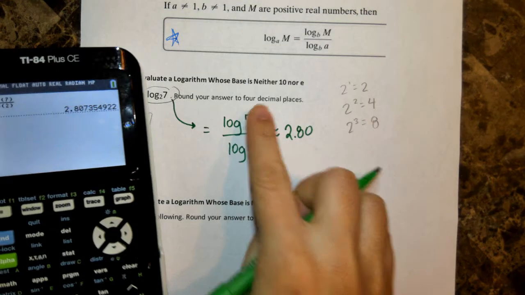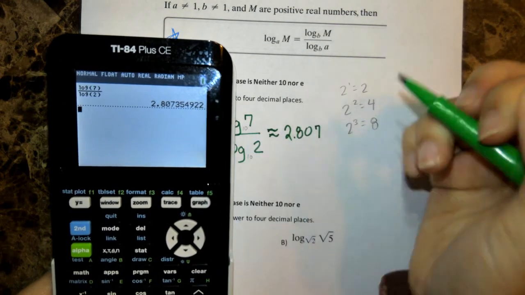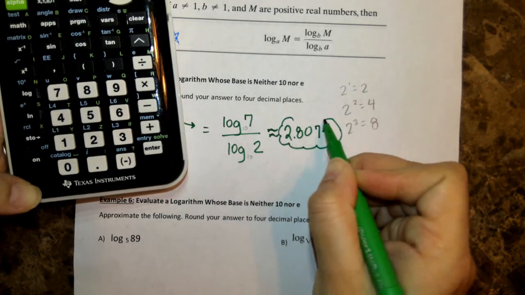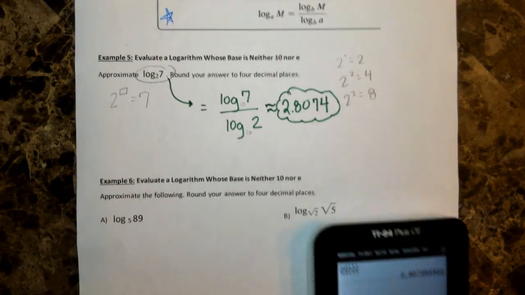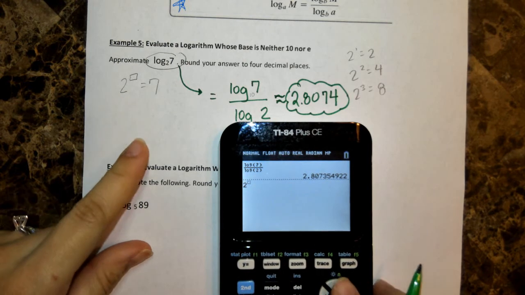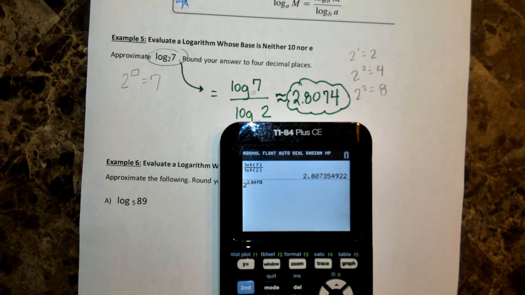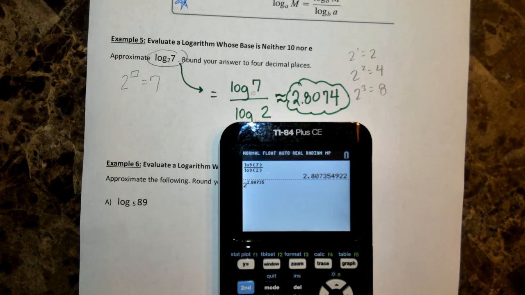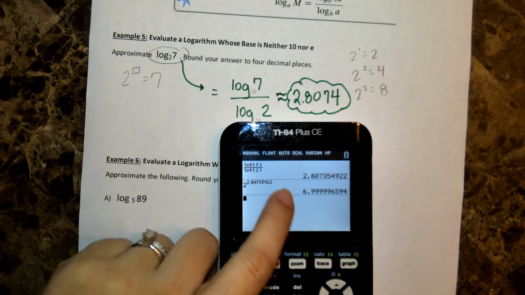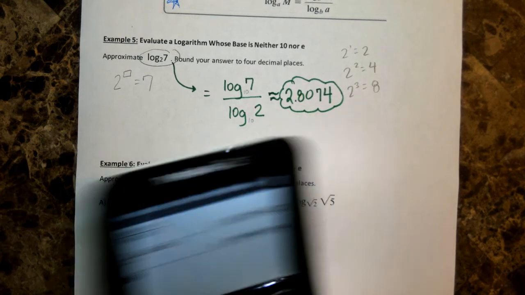2.80. It says round to 4 decimal places. 2.807, and then the last one is a 35, so the 3 is going to round to a 4. And that would be our answer. Okay. So that just means that 2 raised to the 2.807354, I mean, you can write as many decimals as you want, should give us about 7, which, again, we're rounding, so it won't give you exactly 7, but it's about 7. So that's what that means.